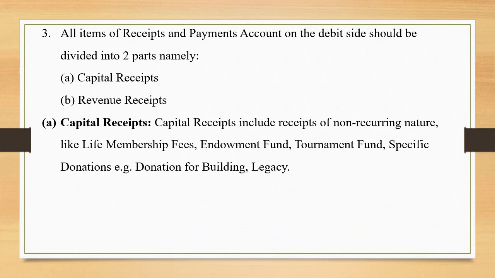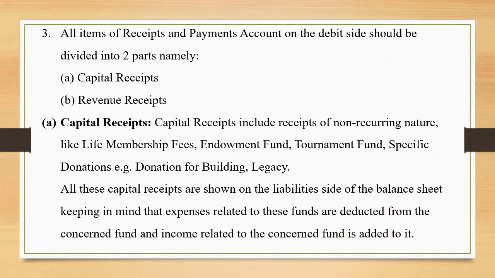Capital receipts. Capital receipts include receipts of a non-recurring nature like life membership fees, endowment fund, tournament fund, and specific donations such as donations for building, legacy, etc. All these capital receipts are shown on the liabilities side of the balance sheet, keeping in mind that expenses related to these funds are deducted from the concerned fund and income related to the concerned fund is added to it.